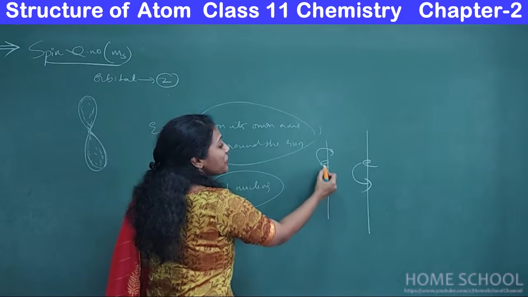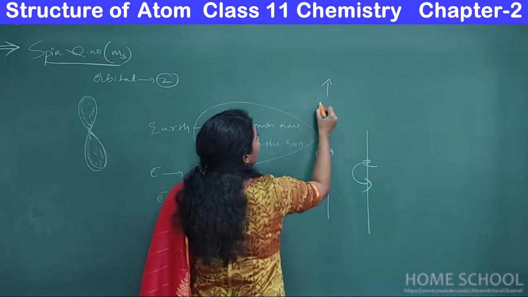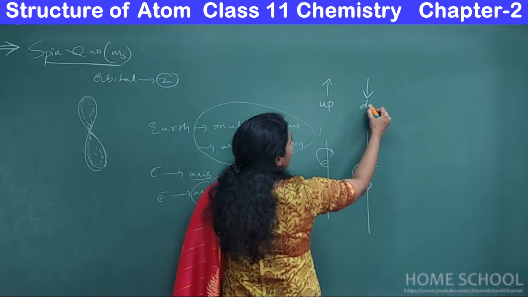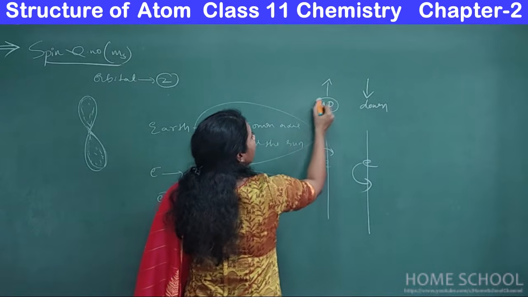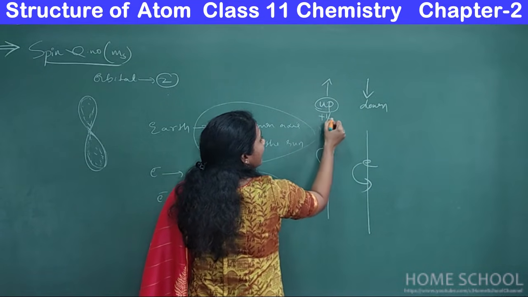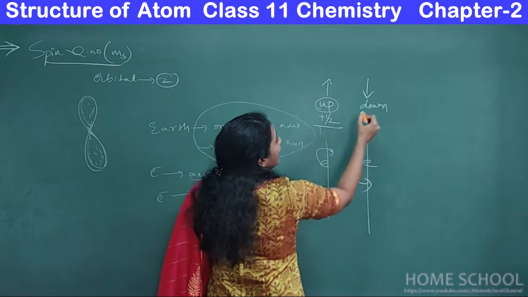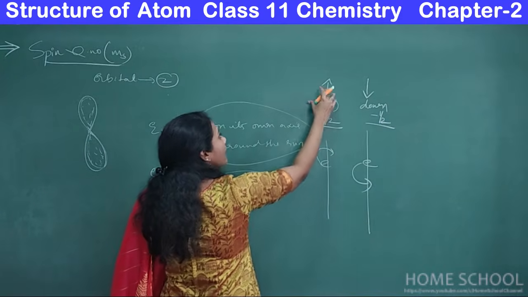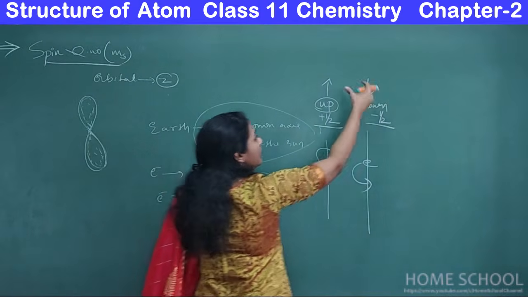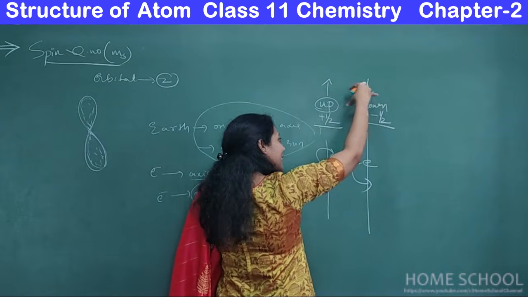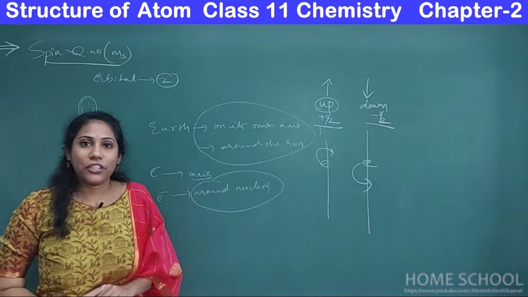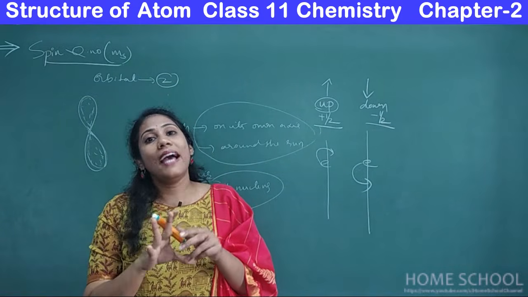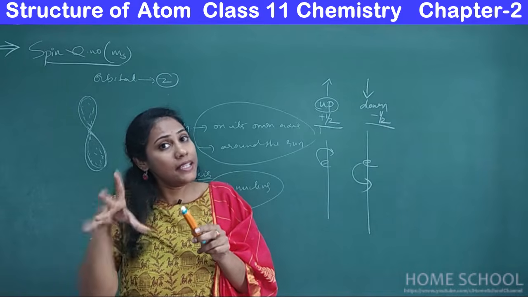The one which is rotating in the clockwise direction is called up spin. The other one rotating in the anti-clockwise direction is called down spin. Up spin is represented by giving a plus half sign, and down spin is represented by minus half. Plus half means one electron rotates in a clockwise direction. Minus half means the other electron is rotating in an anti-clockwise direction. So the electrons present in an orbital can have 3 quantum numbers the same.